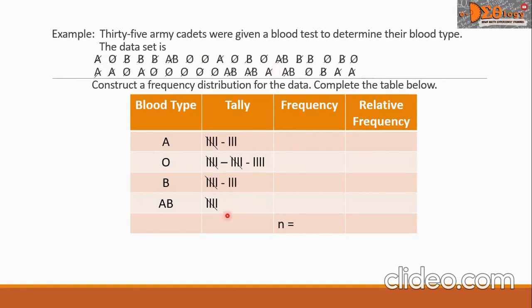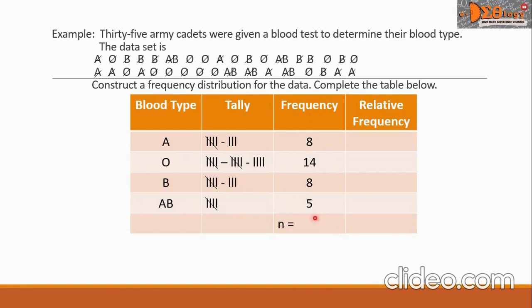And then let us go to the next column. This is for the frequency. We will simply count the tallies for each blood type. So for our first blank, this is for the blood type A, so we have 8. For the next, we have 14, and this is for the blood type O. The next frequency is 8 for blood type B, and the next is 5 for blood type AB.